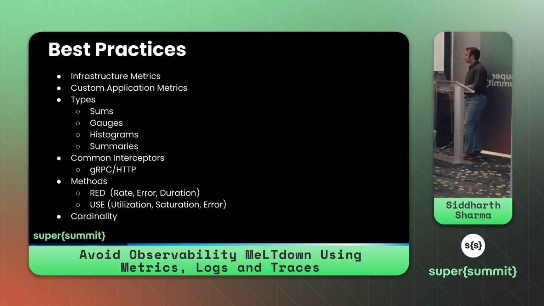Okay. One more important thing about metrics is cardinality, right? Because when you send metrics, it is going into a time series database. Every metric can have different dimensions.